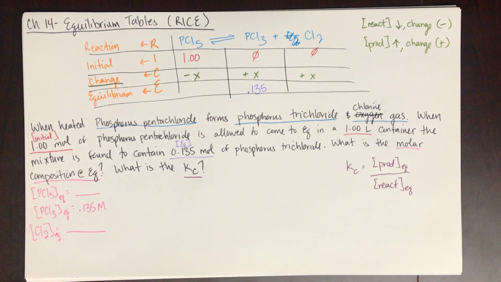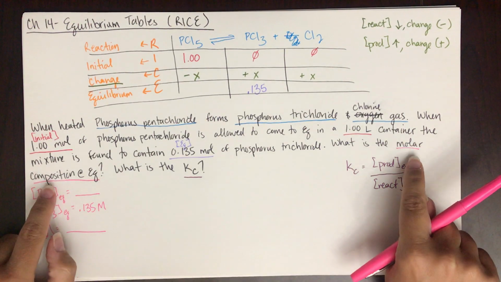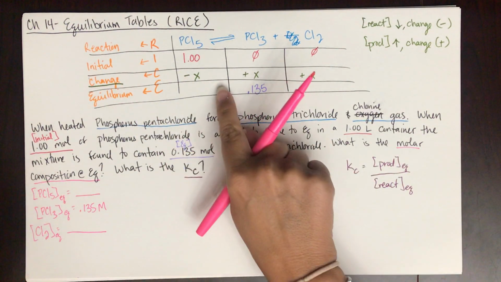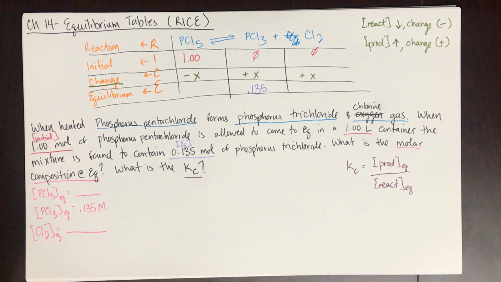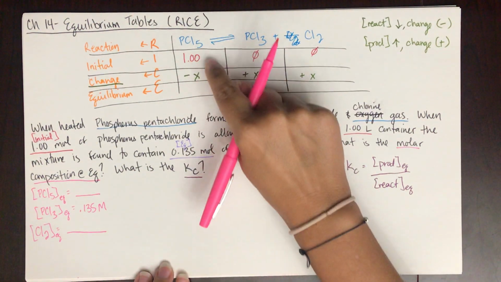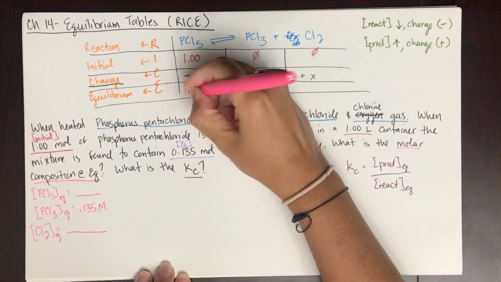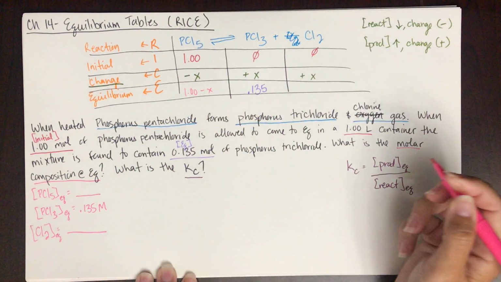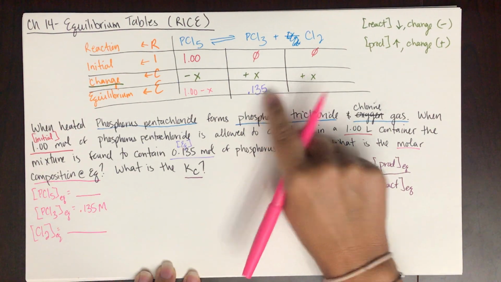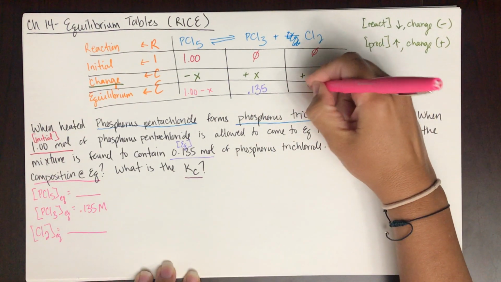So now this is kind of like a little puzzle that we can solve to get the equilibrium concentrations for everything. Because remember, that's the first thing that we're solving for: what is the molar composition? The molar composition is the concentration at equilibrium of everything. So now we're going to bring everything down to this equilibrium row. I'm going to add these together. So I have 1.00 minus X. Here I already have the amount. Now here I have 0 plus X, so it's just X.